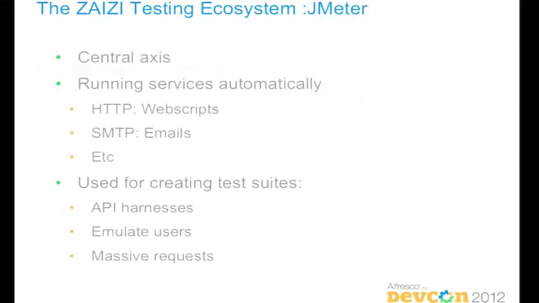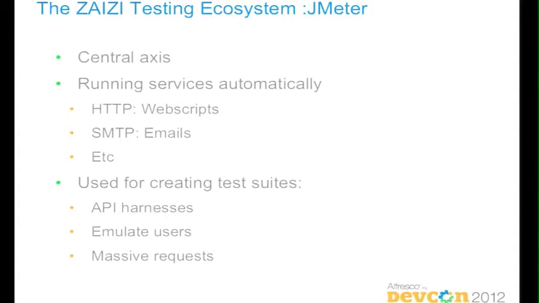Okay, we've said before that Maven was the foundation. So for me, JMeter is the central axis. It's the one that allows us to perform a lot of operations. JMeter is an Apache project that allows us to run services automatically for so many protocols. For example, HTTP. So in Alfresco, we can test webscripts, CMIS. Okay, we can test SMTP. So we can test emails into Alfresco.